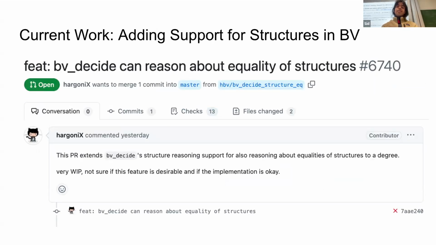Henrik has been going crazy, adding support for every single Lean feature that can interact with the Bitvector. So if you now build a structure of Bitvectors, BV-decide can now reason about this as well, right? Which is quite nice. I think he wants to do inductives on simple types next, but we'll see how that goes.